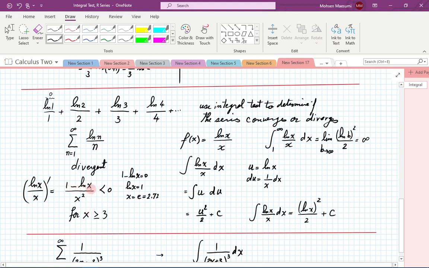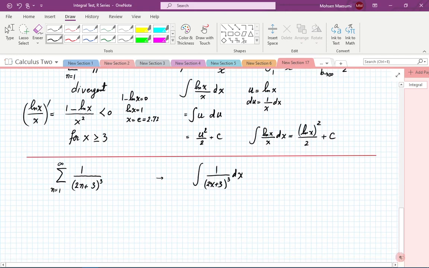So definitely for x's larger than 3, this expression is negative. Even though at the very beginning, for a short time, this derivative is positive, it quickly turns negative and stays like that. And we said the first few cases do not matter for our testing. It's the tail of the sequence that is important for us. So for x larger than or equal to 3, the derivative is negative and our test is valid. Let's go ahead and do the following test here.